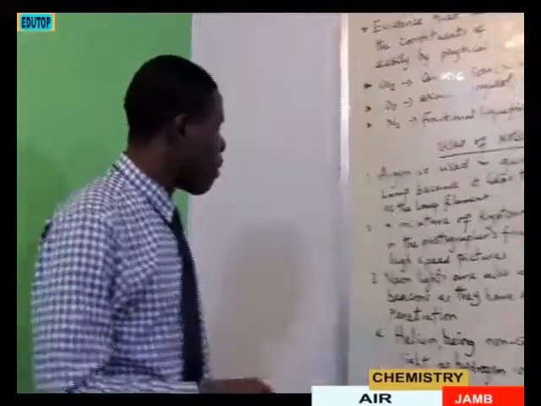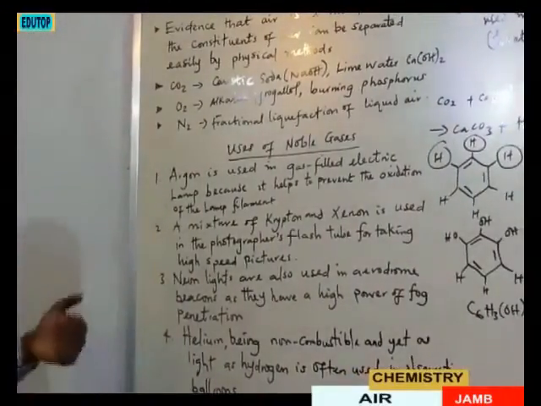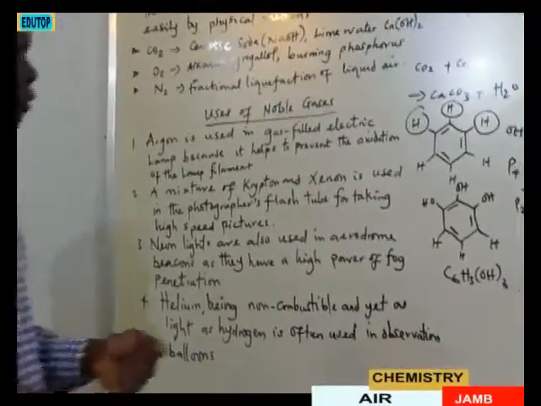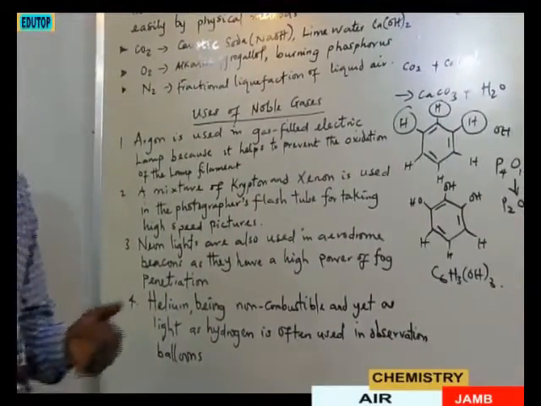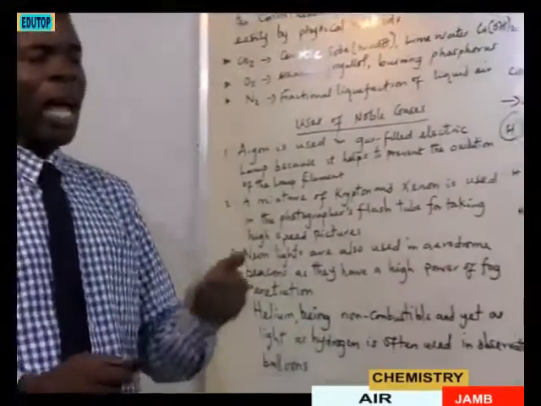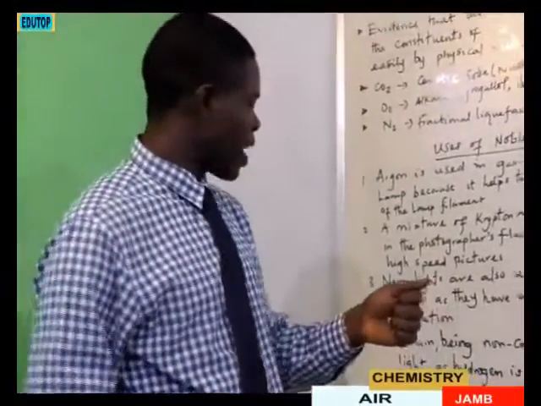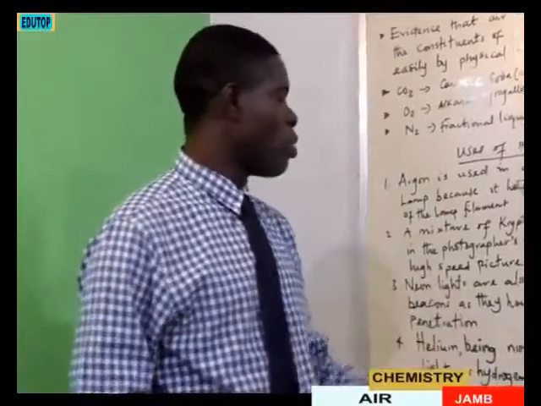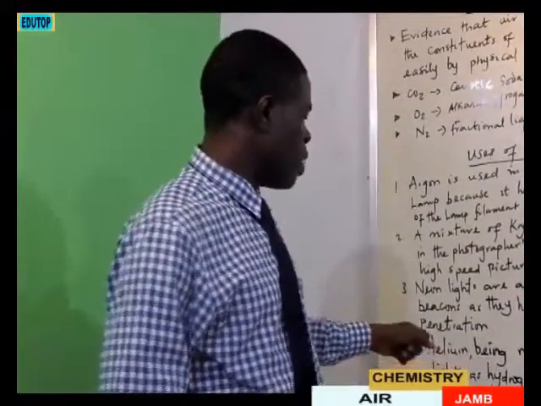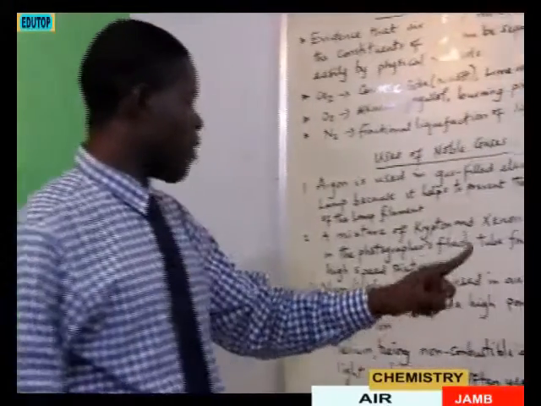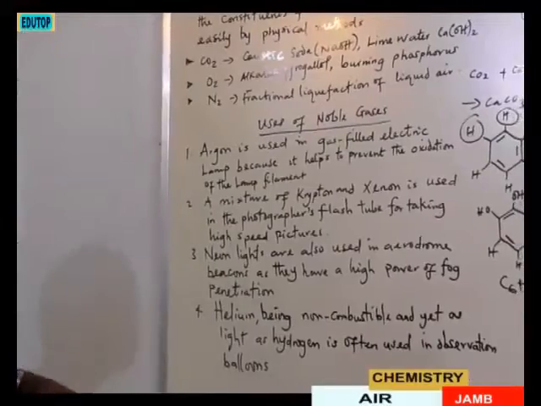Then also number 4, helium. Helium, being non-combustible and yet as light as hydrogen, is often used in observation balloons. So instead of using hydrogen, helium is used because of its non-combustible nature, which is the reason it is preferred to hydrogen in observation balloons.